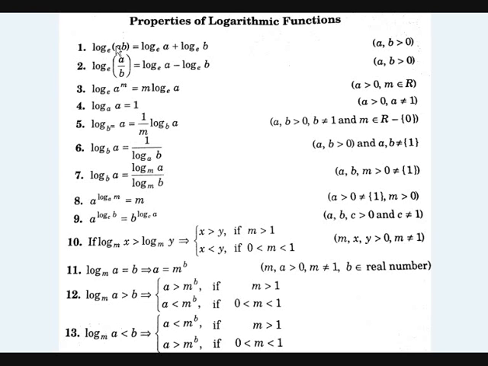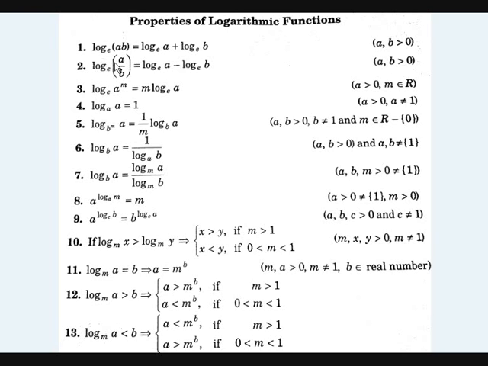The first property is that log AB base E is equal to log A base E plus log B base E. Here the base should be equal and there will be some conditions. Here the conditions are A, B should be greater than 0. And another thing, here the base is a constant. If the base is a variable, the base also should be greater than 0 and it should not be equal to 1 also.